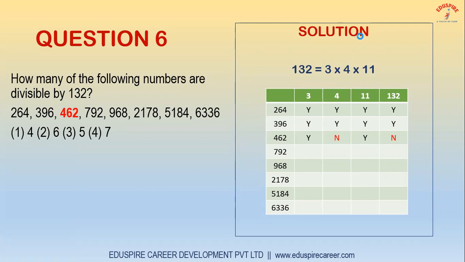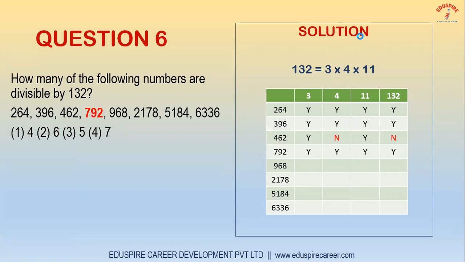Now in this case, if I look at 462, the last 2 digits of this number are 62. And we know that 62 is not divisible by 4. And hence we will say that 462 is not divisible by 4, and hence 462 cannot be divisible by 132. You see, if a number has to be divisible by 132, it has to be divisible by each of these 3, that is 3, 4 and 11.